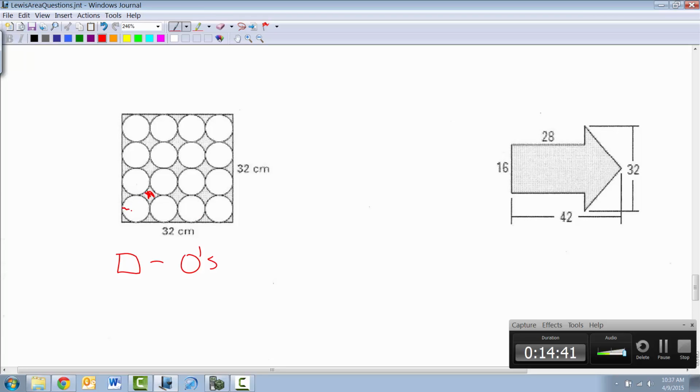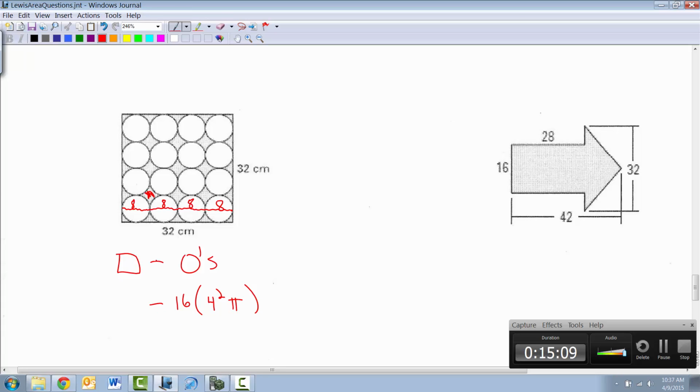This is 32 as well, from here to here, to here, to here, to here, to here, to here, to here. So divide that by 4. I think that's 8. That means each diameter is 8. 8, 8, 8, 16, 24, 32. Pretty sure about that. All right, that means each radius of the circle, by the way, there's 16 circles, 4, 8, 12, 16 circles. Each radius is 4.